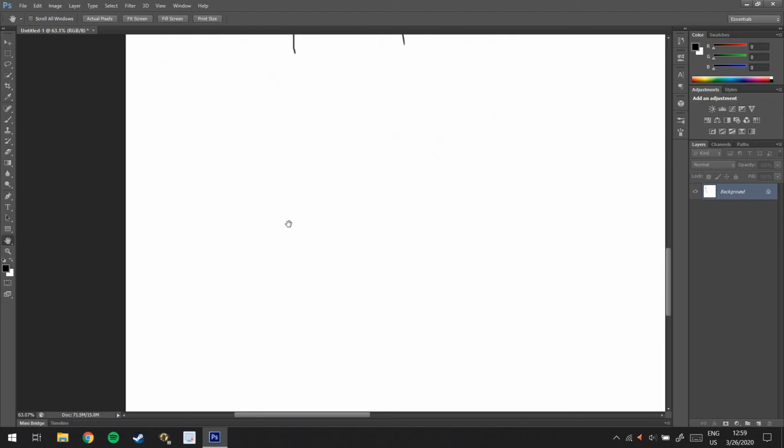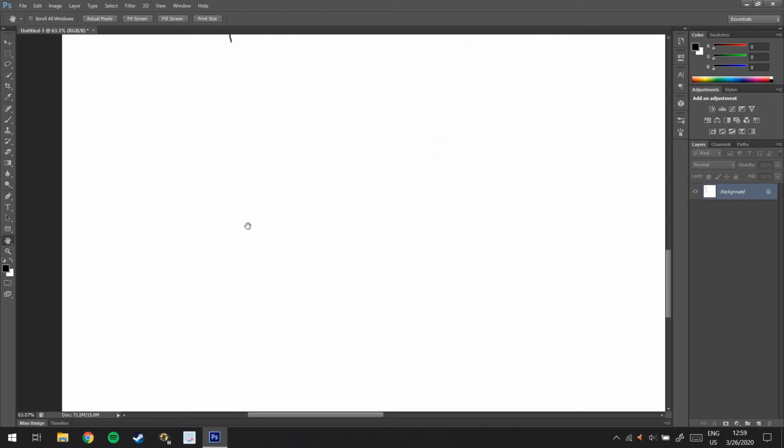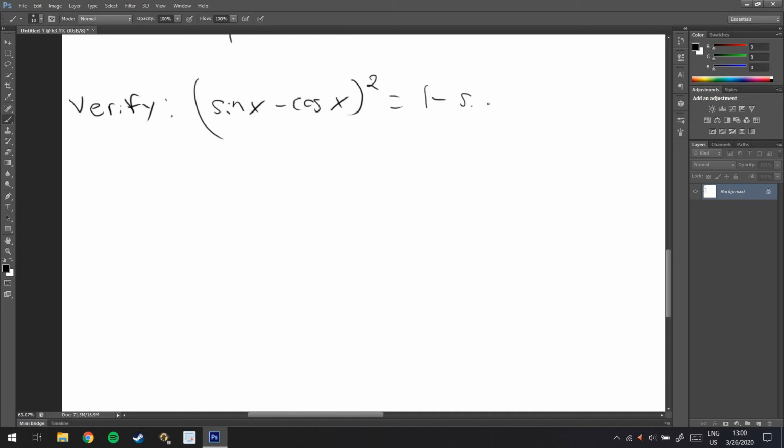Okay, so let's look at an actual identity. We did this one in class, and then we're going to get into the one that we didn't do, and then we will be good for today. So we're first going to verify sine x minus cosine x, squared, equal to 1 minus sine 2x.